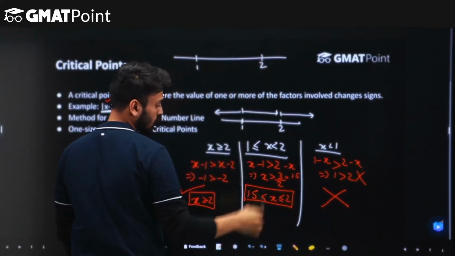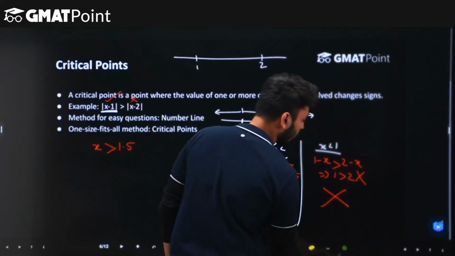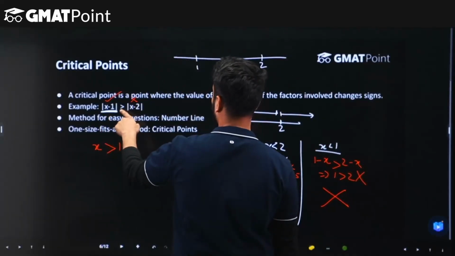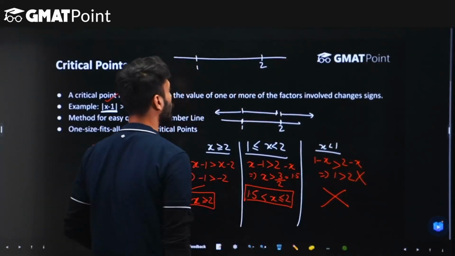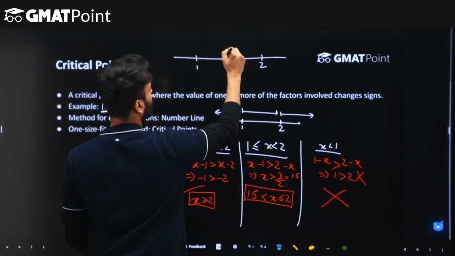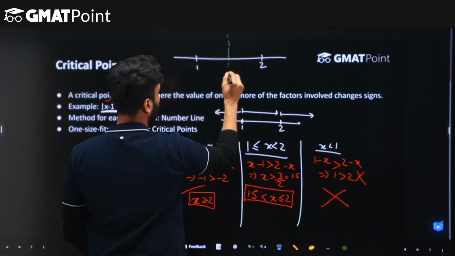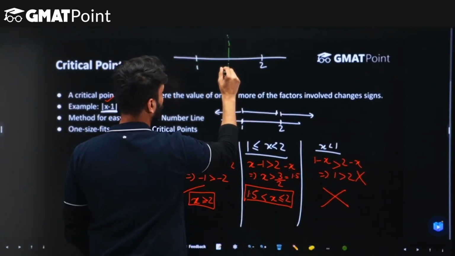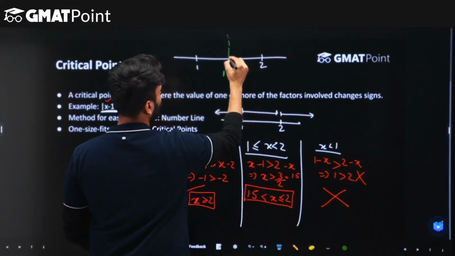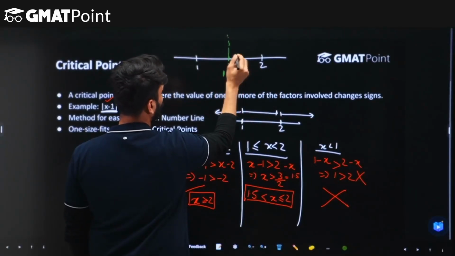So the question asks you, what range of values of x do you have such that the distance from x equal to 1 is greater than the distance from x equal to 2? Now, first let's look at the midpoint. The midpoint will be at 1.5. We know for a fact that if I was to move anywhere to the right of this, like at this point, the distance from the two sides is equal.